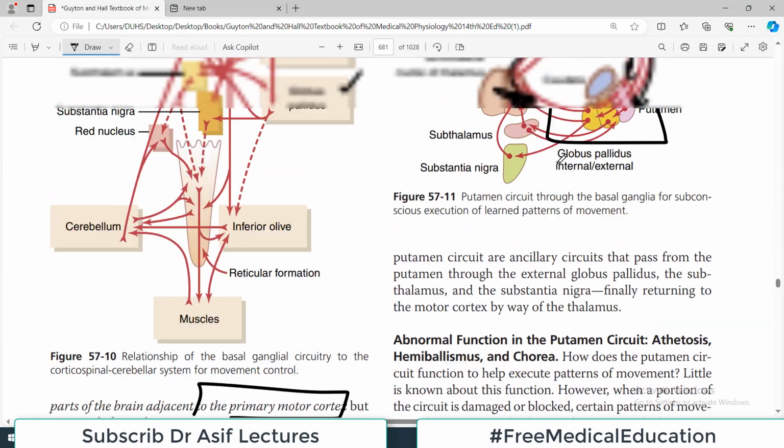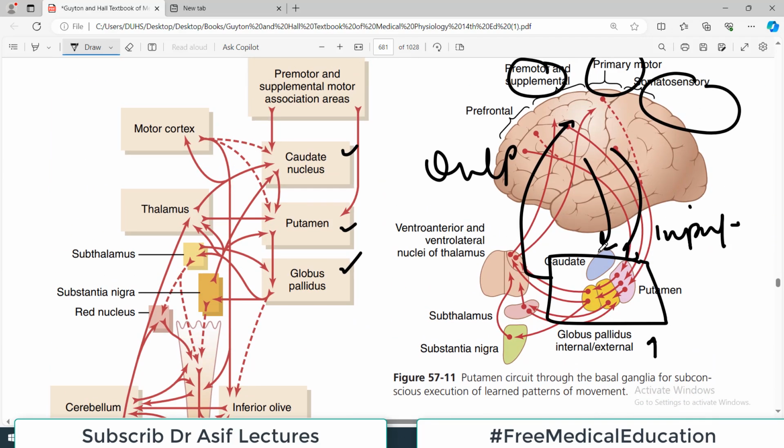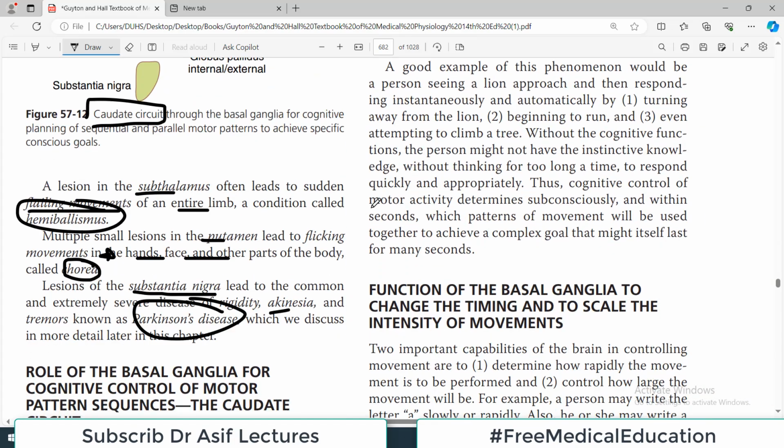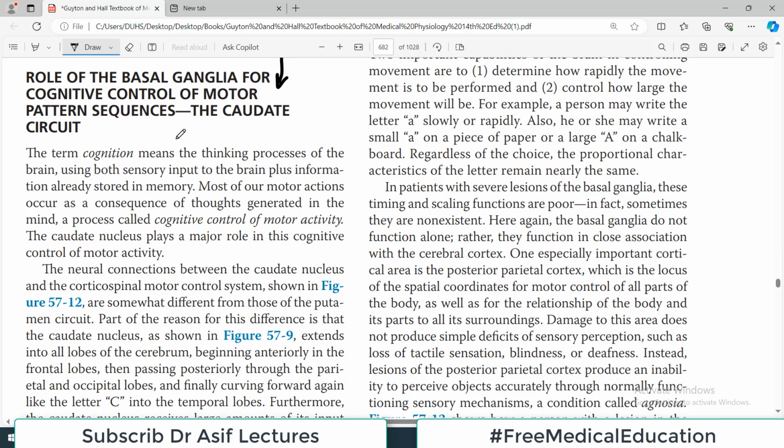So these basal ganglia are very important clinically. Their coordination with the cortex is super important. Otherwise, if there is a problem in the putamen, globus pallidus, or thalamus, all these diseases will develop. Okay. The next important circuit that you have to remember with respect to the basal ganglia is the caudate circuit. And for the caudate circuit, remember C for caudate and C for cognition. So remember, caudate is important for cognitive thinking, cognitive control of the motor activity.